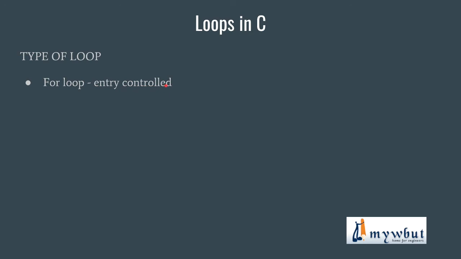What that means is, for any loop there are actually three elements: the initialization, the condition checking, and the increment or decrement, basically the loop counter. So in case of a for loop, being entry controlled means that the condition checking of the loop is done at the beginning of the loop. That means as soon as the loop starts.